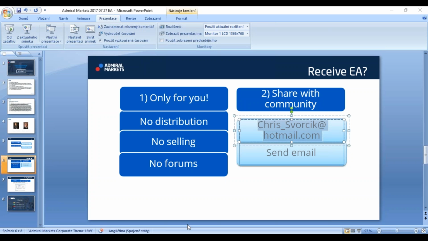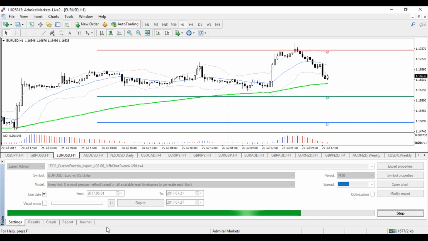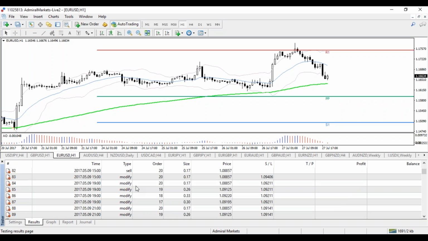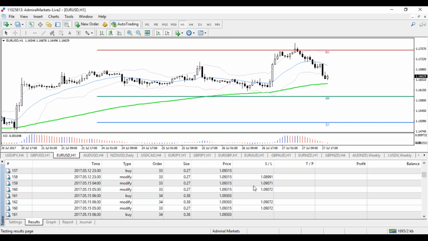There we go. Let's see how far it is. It's taking a bit longer than I thought it would. I chose a smaller period so it would be faster, but it's taking a bit longer. But anyhow, you can see here the results, the trades taken, right? Not only the trades, but all the decisions really, modified, everything. It goes into all the detail here.